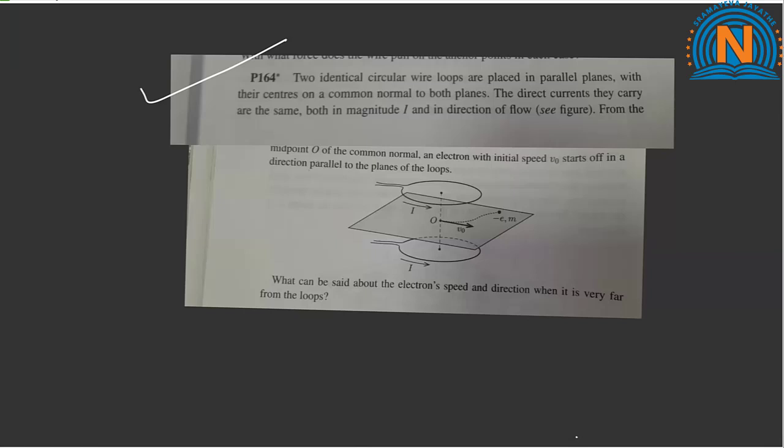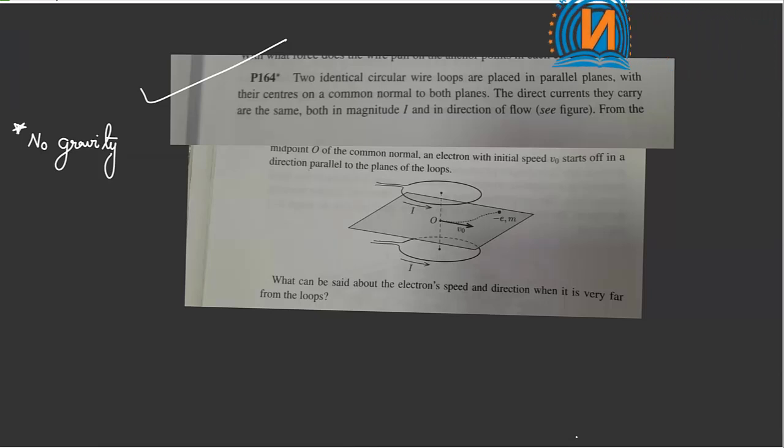So basically, if I look into the context, the problem talks about analysis of magnetic force on this electron in the magnetic field of two current carrying loops. As the problem is not having any gravity, there is no hassle for that. Everything else is mentioned in the problem. So now we need to think about the problem.